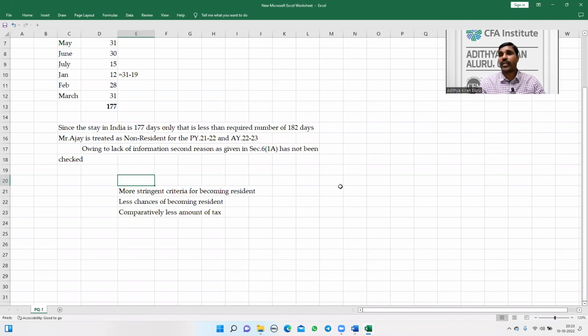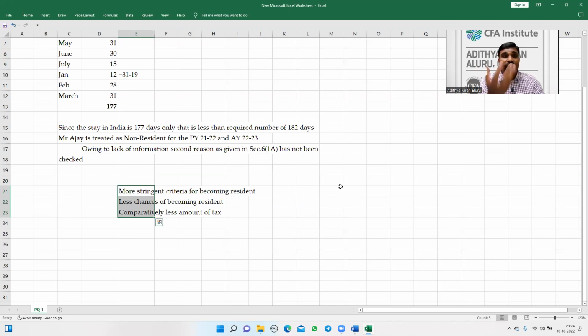This is a favorable treatment to the member of the crew of an Indian ship, persons going abroad for employment, and persons occasionally visiting India. So for them, these three are applicable: more stringent criteria for becoming a resident, less chance of becoming a resident, comparatively less amount of tax. For other categories of people, less stringent criteria and more chance of becoming a resident.